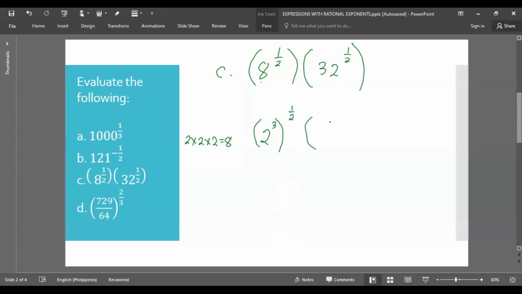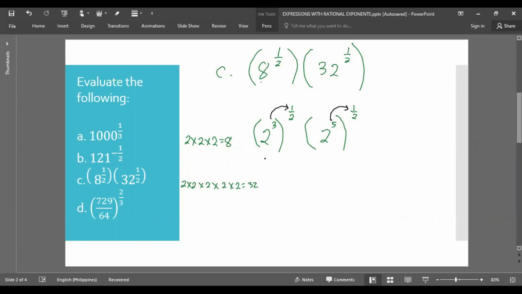32 can also be expressed as 2 raised to 5 because 2 times 2 times 2 times 2 times 2 is equal to 32. Put it inside the parentheses, then copy the exponent. Next is to multiply this exponent by the exponent outside the parentheses.